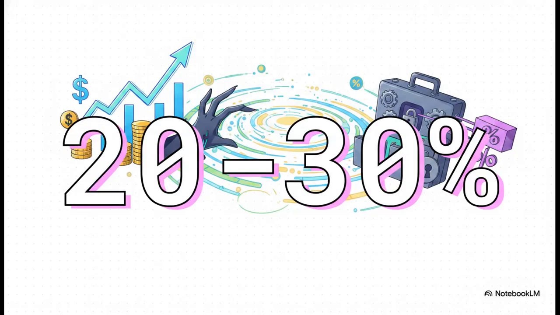But there is a number you absolutely cannot ignore here: 20 to 30%. Most professional managers charge a hefty 20 to 30% performance commission on your gains. Yes, this is how they get paid for their expertise. But that is a significant chunk of your profits.